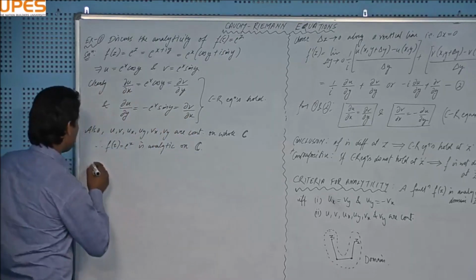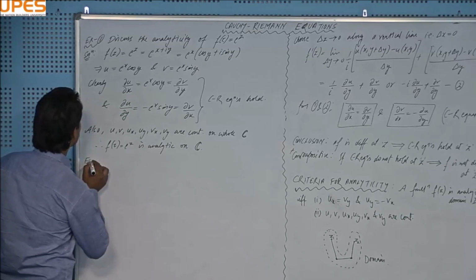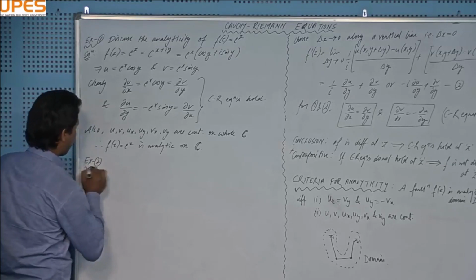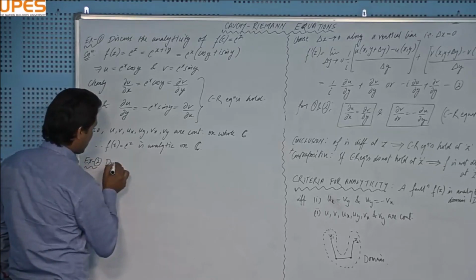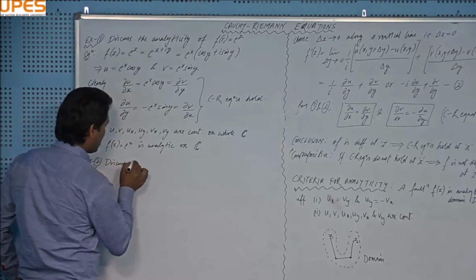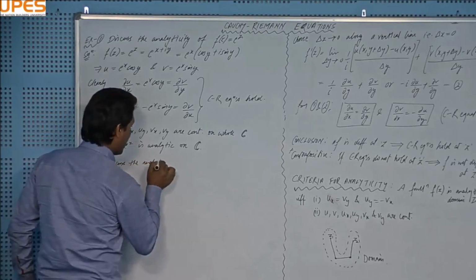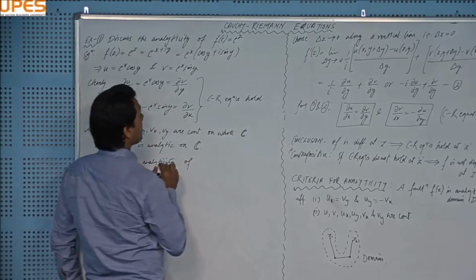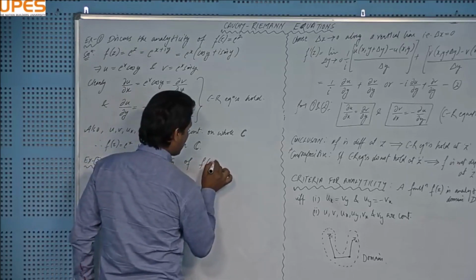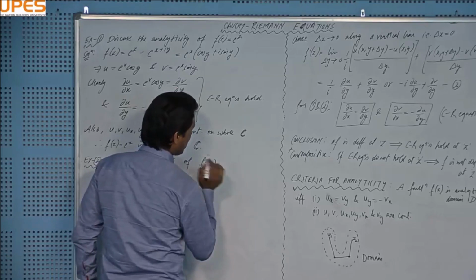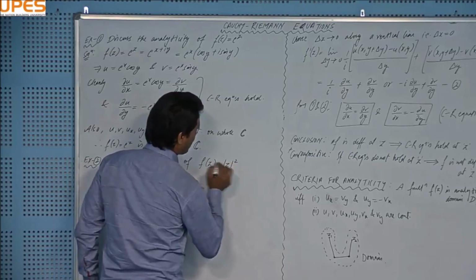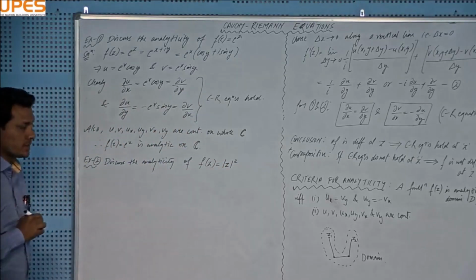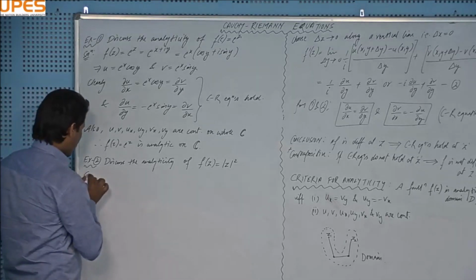Okay. Example number 2. Right. Discuss the analyticity of f(z) equal to mod z square, right? Solution.